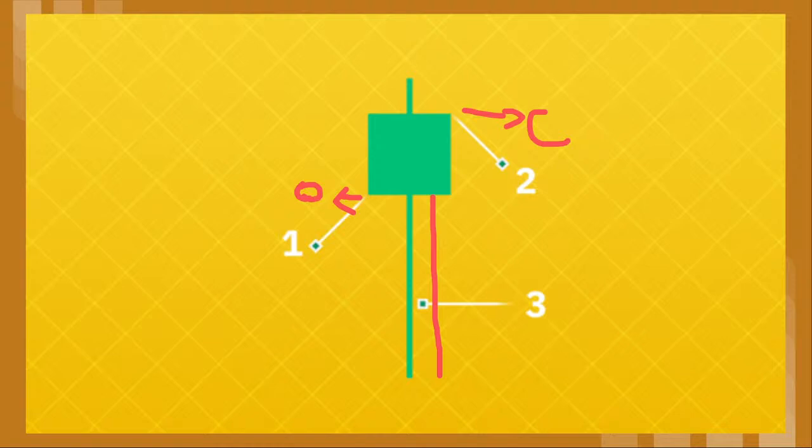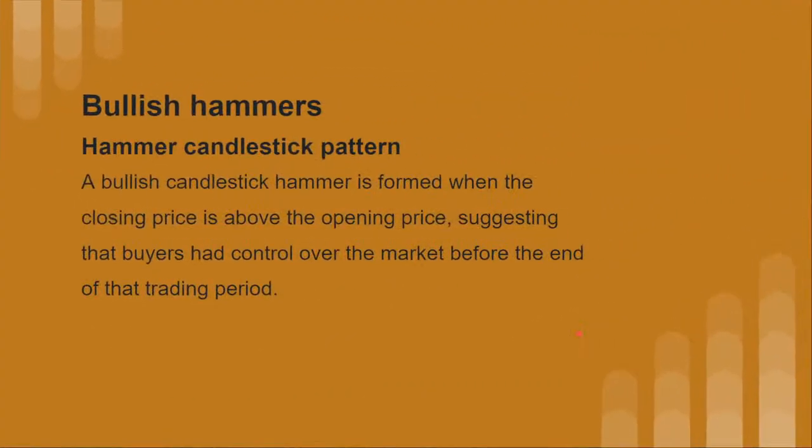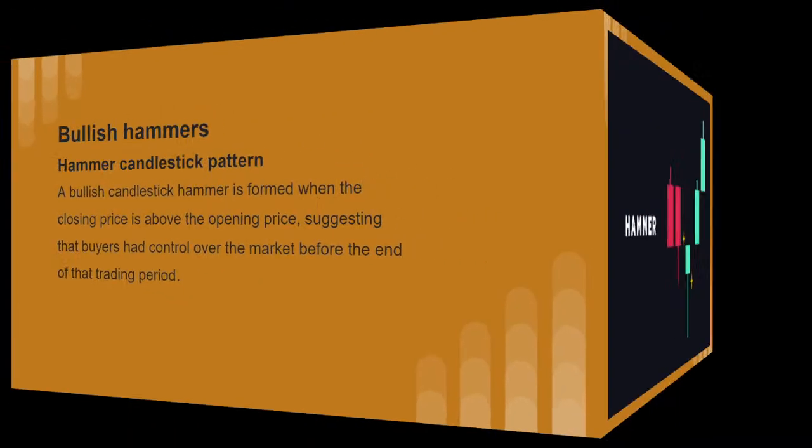Okay. So here we can check out the opening and closing price, and also the lower wick and upper wick. So this is a basic thing you have to understand about the hammer. And later on, with the bullish hammer and bearish hammer, we will see the differentiation between them. So in the bullish hammer, the hammer candlestick pattern is formed when the closing price is above the opening price. It suggests the buyers had control over the market before the end of the trading period. So this is the main thing about the bullish hammer: where the opening happened and where the closing happened. That will be the basics about it.